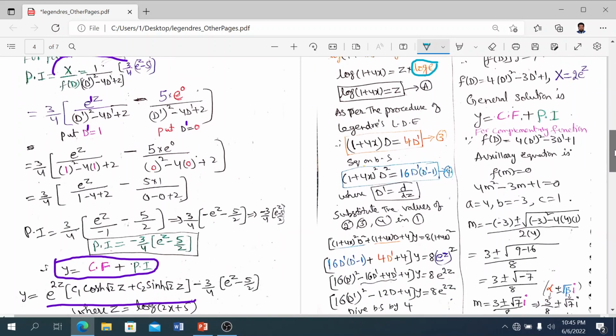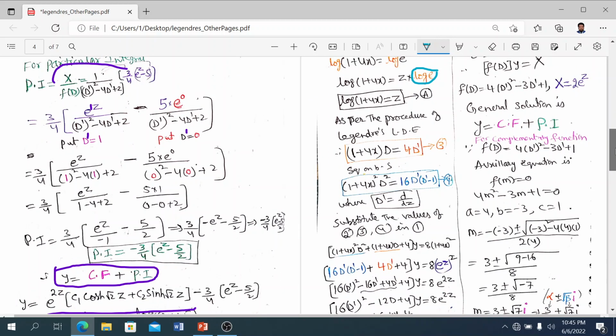And we have seen, as per the procedure, let 1 plus 4x D equal to 4 D'. The coefficient of x is 4, and in this problem 2. So now, the coefficient of x is 4, so 4 D'. Mark it as that equation.